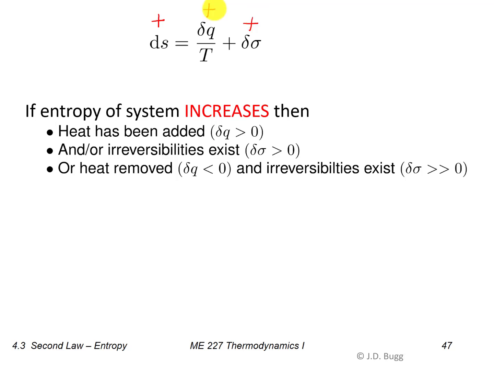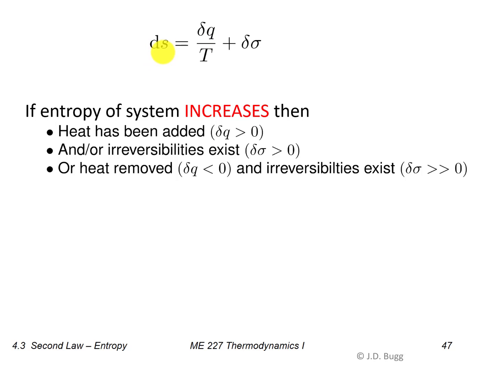However, there's another situation that could give positive dS. This could be negative, because remember our sign convention is still at play here. Delta Q can be positive or negative. Heat added, it's positive. Heat removed from our system, it's negative. So it's possible that this could be negative and this positive and the result positive. So this would just have to be larger than this, and the net effect of these two things can still be positive. So if the entropy of a system increases, then heat has been added, that's positive, and or irreversibilities exist, positive, or heat's removed and irreversibilities exist. And of course this would have to be larger than this to make that positive. So there's lots of different combinations of things that can happen on the right-hand side to make this positive.